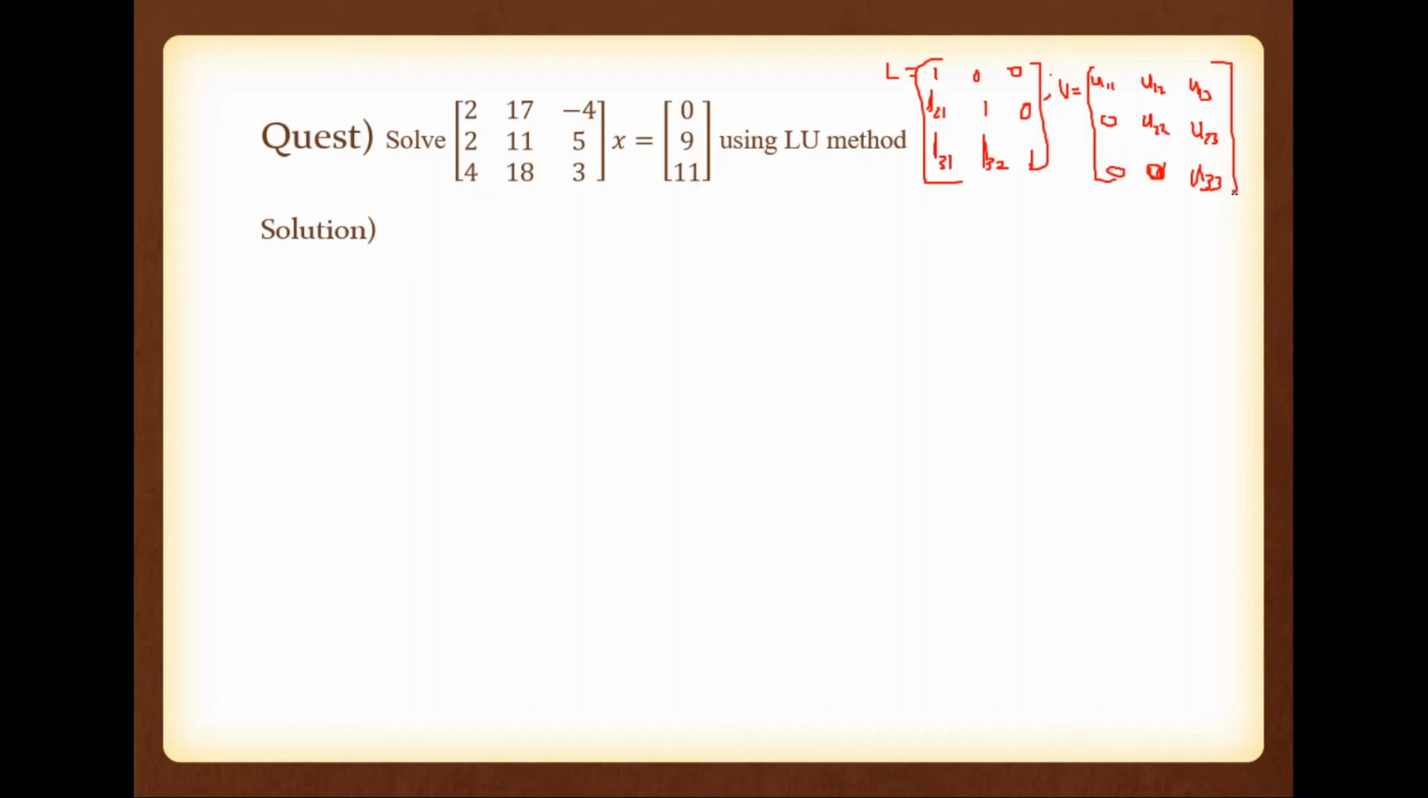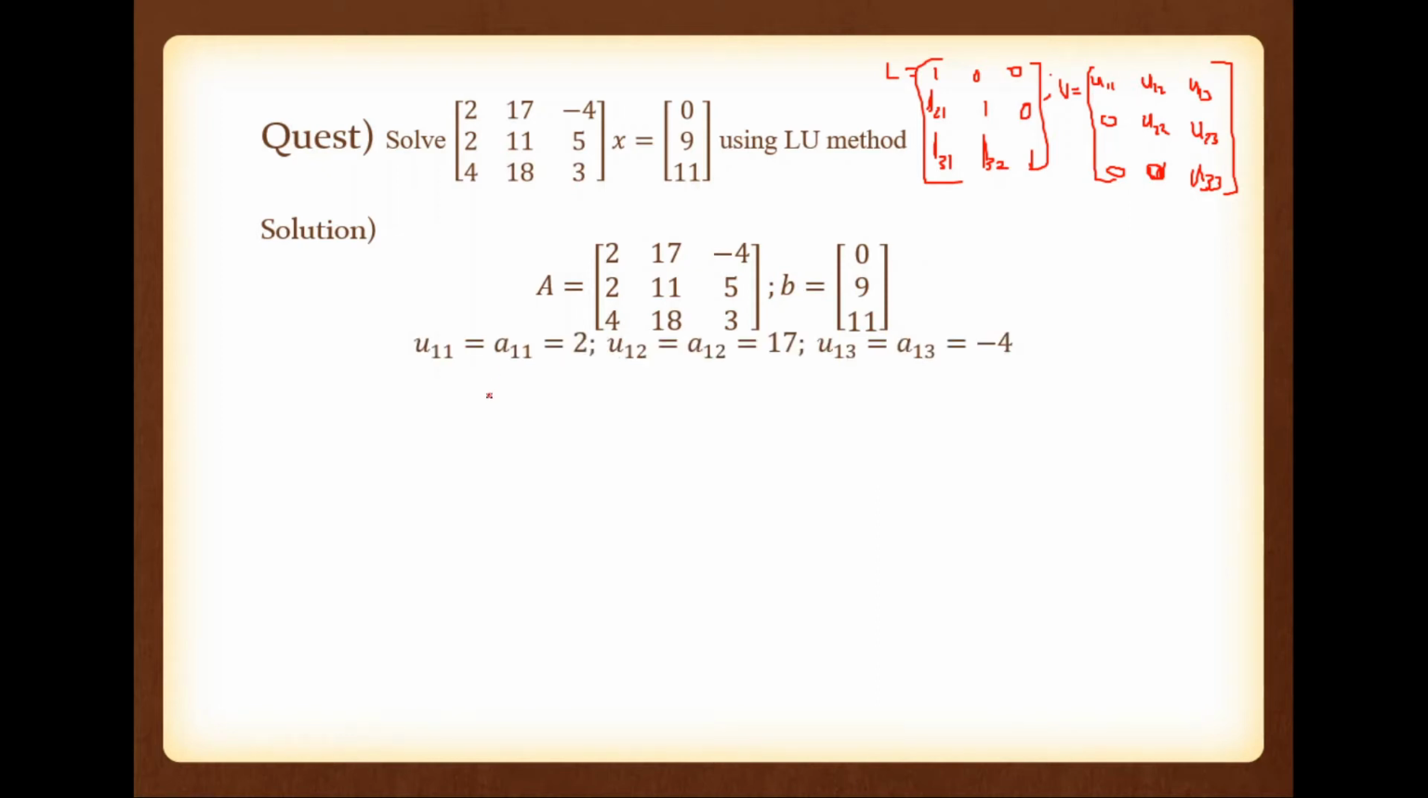So what we are going to do? First we are finding first row of U, that is U11, U12, U13 using the first row of A. So here given A is equal to 2, 17, minus 4, 2, 11, 5, 4, 18, 3. B is equal to 0, 9, 11. So first by using first row of A, we are going to find the first row of U. So U11 is equal to A11, that is equal to 2. U12 is equal to A12, that is equal to 17. U13 is equal to A13, that is equal to minus 4.